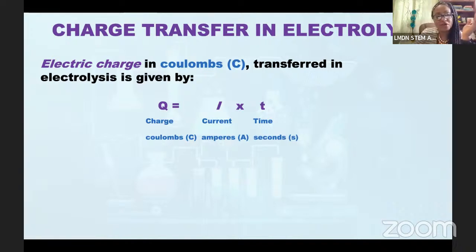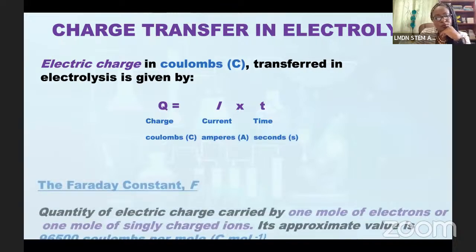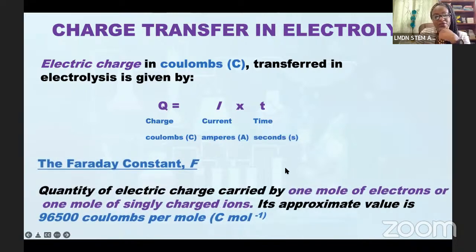So you can flow the current for 5 seconds, you can flow it for 20 seconds, you can flow it for a day, however long. There's a time associated with that, and there's a current in amperes associated with that. When you multiply those two things, you get an electric charge that's going to flow through that cell. So then now we speak about Faraday's constant, which is very important in this section. Its symbol is F. The Faraday constant is the quantity of electric charge, that's Q. How much Q is carried by what?